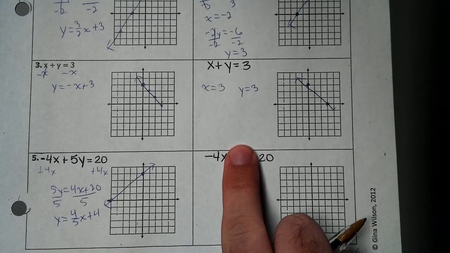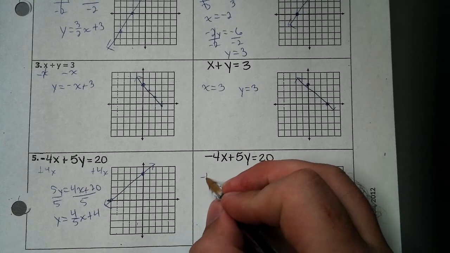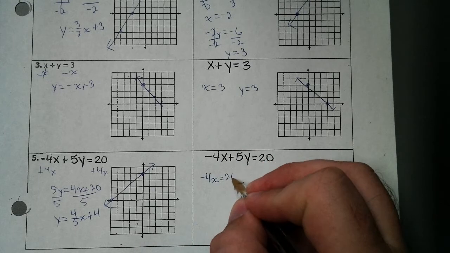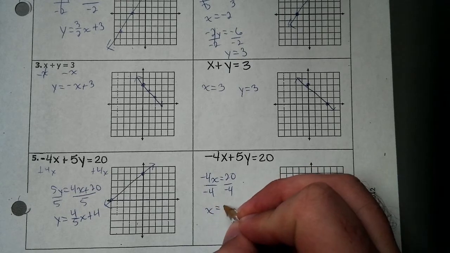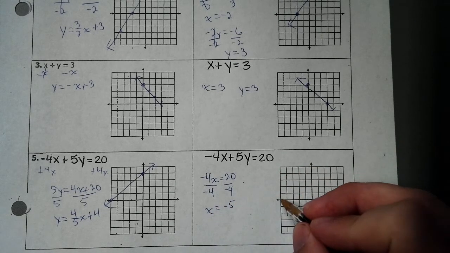And there's my line. When I graph this by intercepts, I'm going to get my x first, so I'm going to put in 0 for y. Negative 4x equals 20. So divide by negative 4, x is equal to negative 5. X, negative 5, boom.